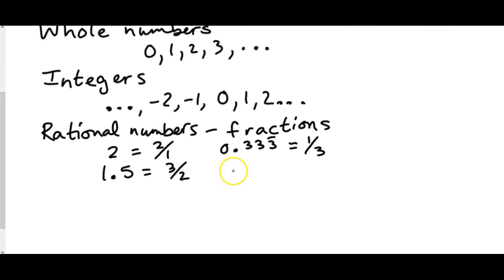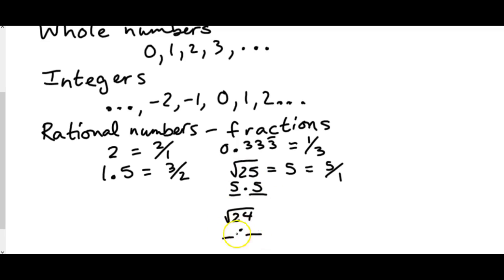Finally, we could also consider square roots. If you have a perfect square, the square root of 25, remember square root means what number multiplied by itself equals 25. So 5 times 5 is 25, which means the square root of 25 is 5, which I can then write as a fraction. So perfect square roots are also rational numbers. If it's not a perfect square root, like square root of 24, there is no number that multiplies by itself, then we actually need a new category called irrational numbers.